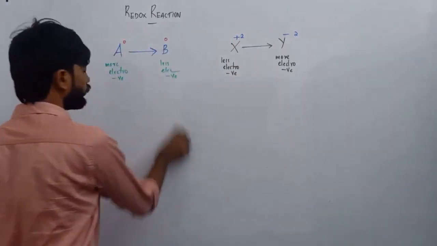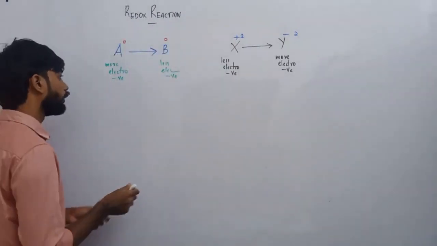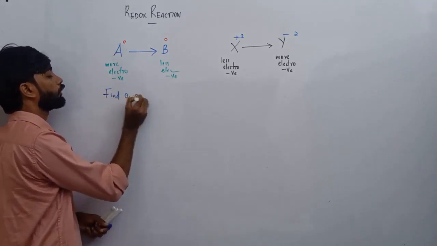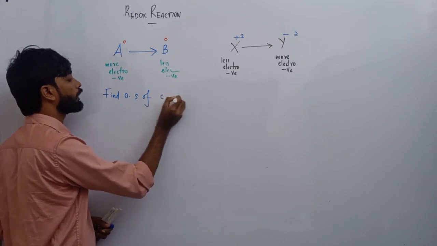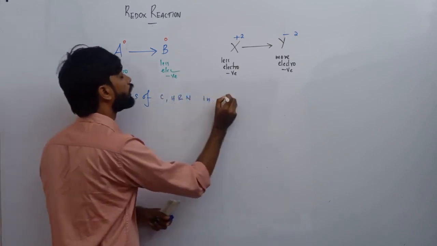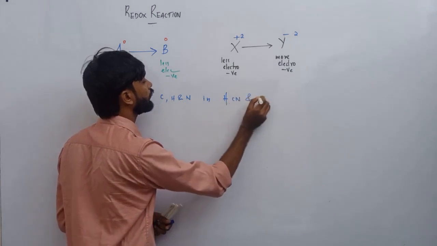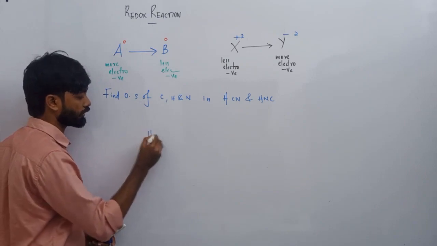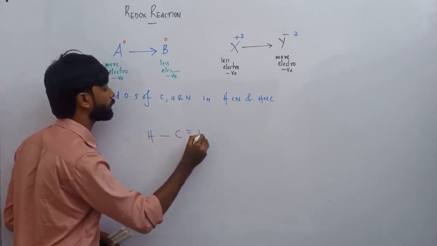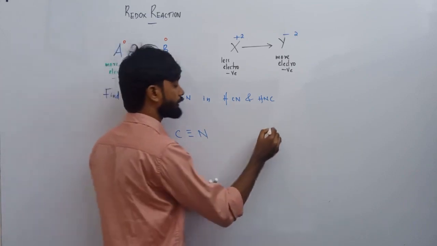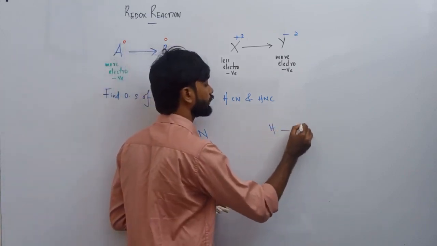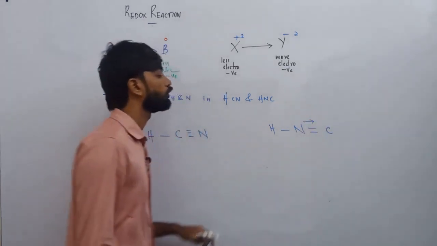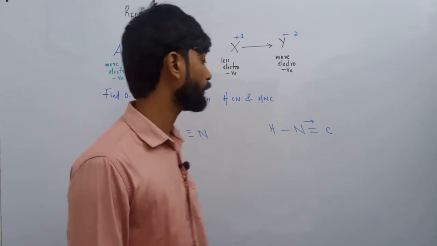Your first question: find the oxidation states of carbon, hydrogen and nitrogen in hydrogen cyanide and hydrogen isocyanide. In the case of hydrogen cyanide, there is no problem. It is a covalent molecule. But in the case of hydrogen isocyanide, it is not only covalent, but also a coordinate bond is there from nitrogen to carbon.